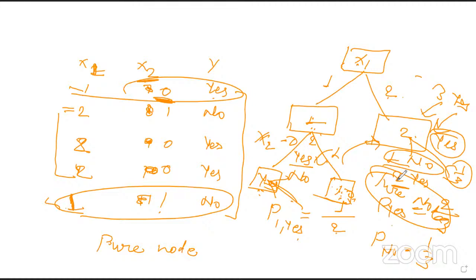Got the point? So sir, in the case of x1, we split it into 1 and 2. In node 2, we came to the decision that this node will be a yes node, but it is not a pure node, no? Yeah, it's not a pure node. If you want to split it, we can split it further.